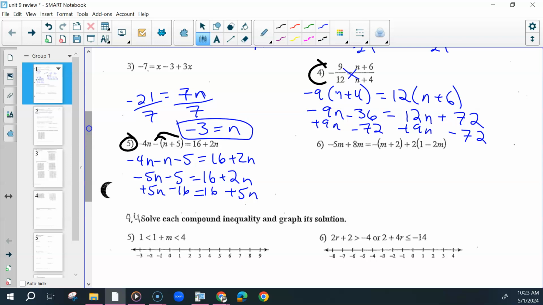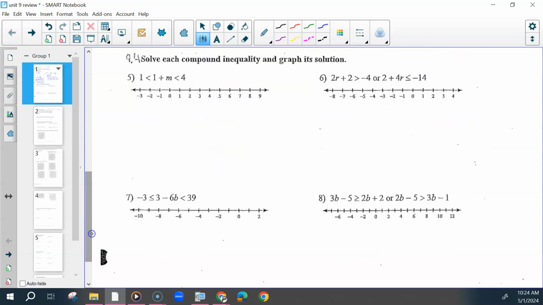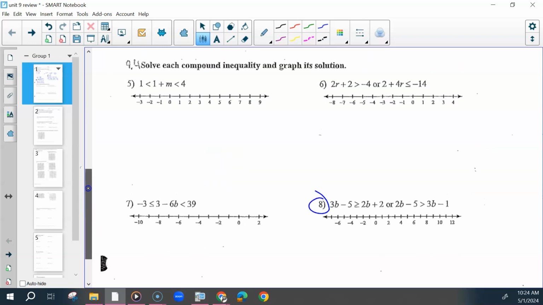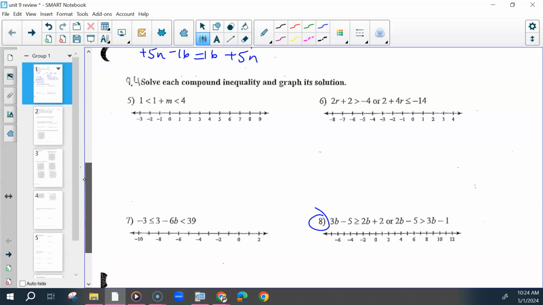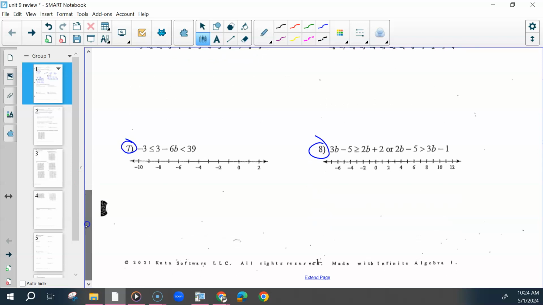Alright, look at the bottom section, 9.4. Which of those do we want to go over and have questions about? So I say we're doing an or, let's do 5 or 7. Who wants either of those? 6, 7. We can do 7. We're going to do 7 and 8.